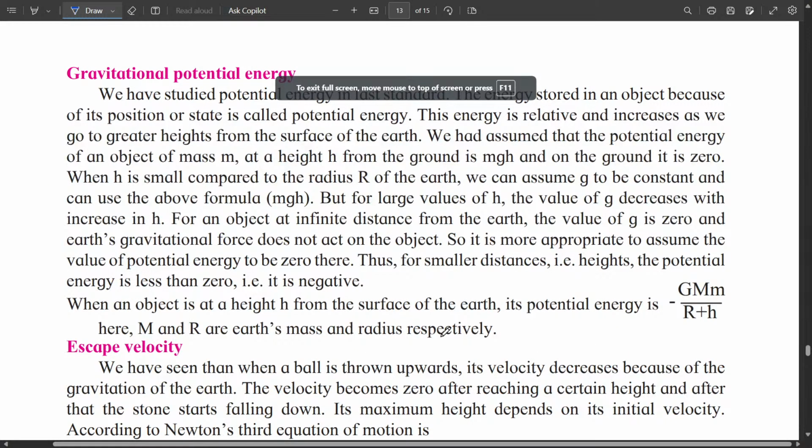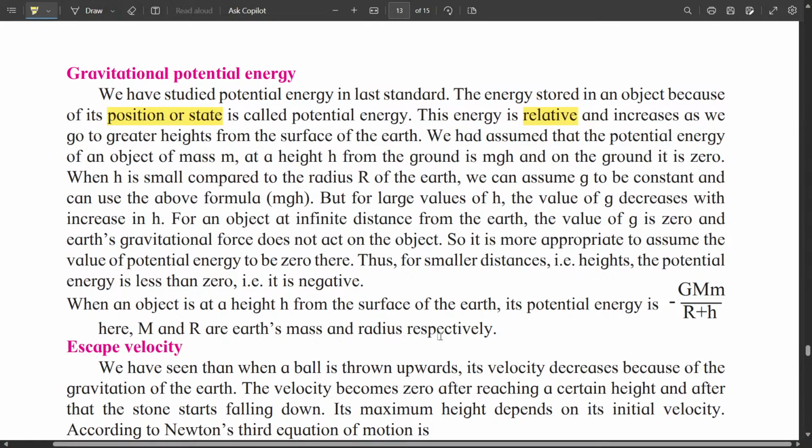Gravitational potential energy. We have studied potential energy in last standard, and we have seen that the potential energy is due to the position or state of the object. Energy possessed by the object due to its position or state is called its potential energy. It is relative and it increases as we go to greater heights from the surface of the earth.